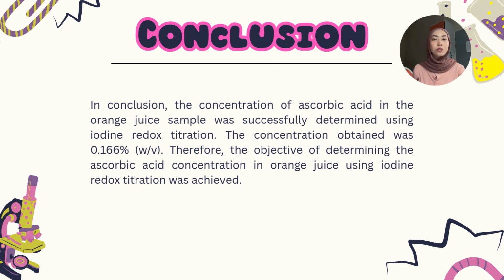In conclusion, the concentration of ascorbic acid in the orange juice sample was successfully determined using iodine redox titration. The final concentration obtained was 0.166 weight per volume. Therefore, the objective of this experiment was achieved.